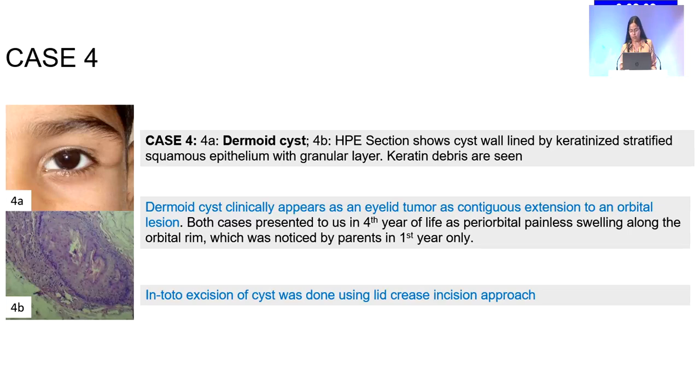The next case was a dermoid cyst. Dermoid cyst clinically appears as an eyelid tumor, with contiguous extension of an orbital lesion. Again, in this case, in toto excision was done using a lid crease incision approach.